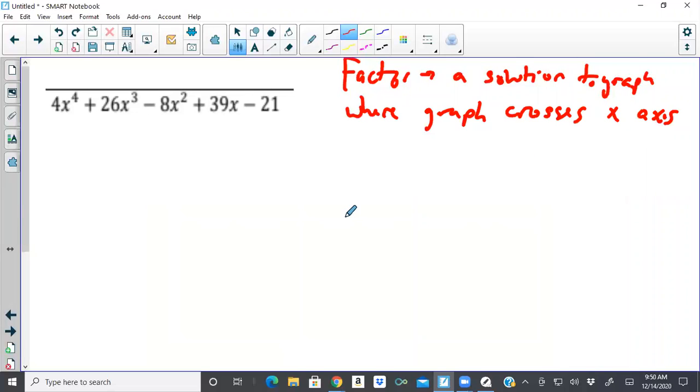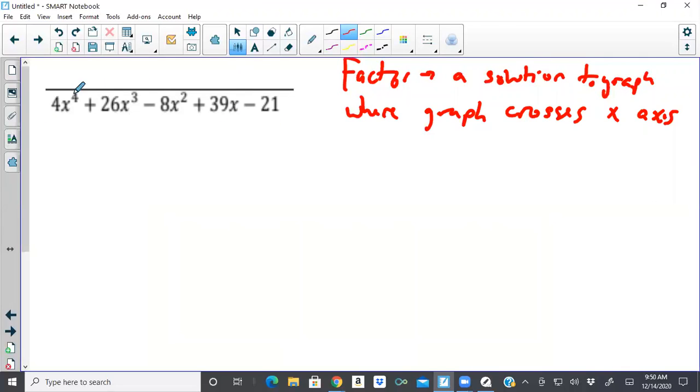So it is where the graph crosses the x-axis. So it's a solution to the graph, or where the graph crosses. So if you can look at this thing and find where it crosses the x-axis, then you know where some of the factors are.